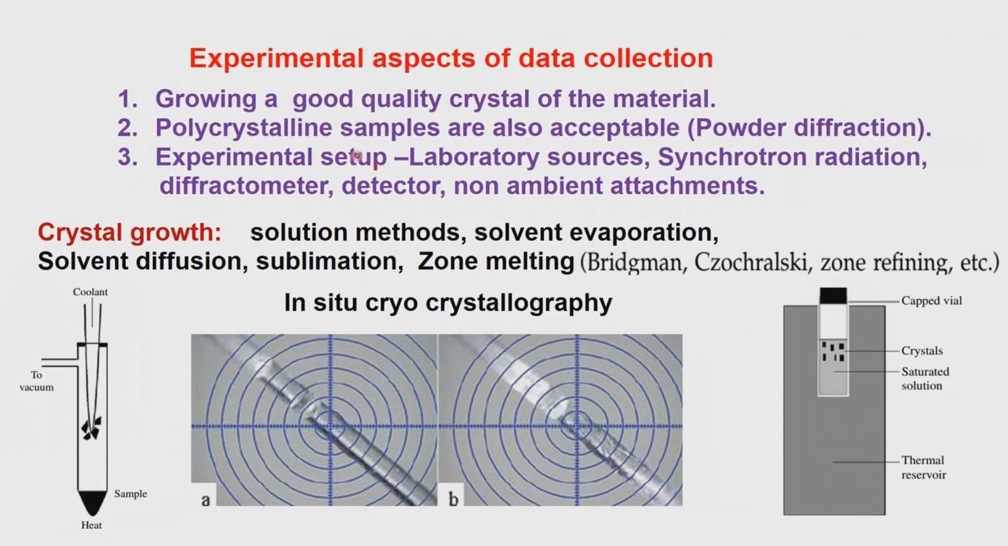So, apart from that, what is the experimental setup we look for? We can look for laboratory sources where we can have a tube X-ray or synchrotron radiation, which is available in several centers around the world, including the one in Indore in India. Then of course, we need a diffractometer, with a detector of high quality. The diffractometer is the one in which we mount the crystal on a goniometer and things like that. And then of course, we also need non-ambient attachments like low and high temperature attachments, high pressure attachments, and things of that kind, so that we can study the variation in the property with respect to these non-ambient conditions.